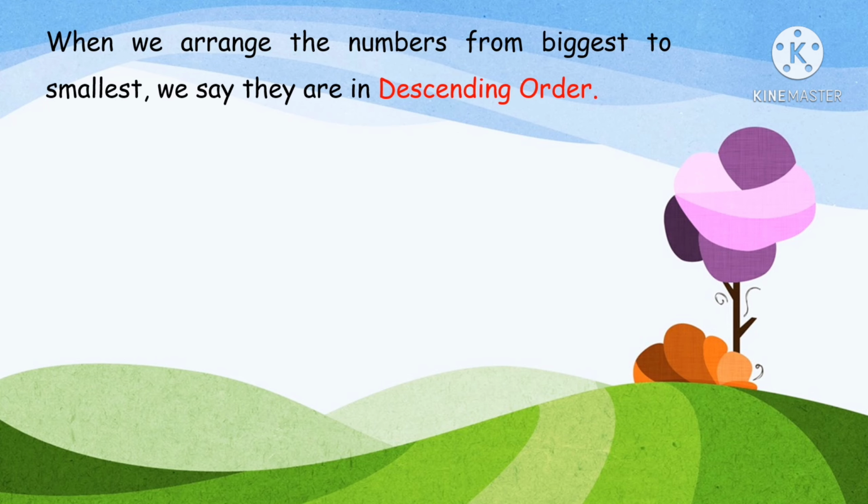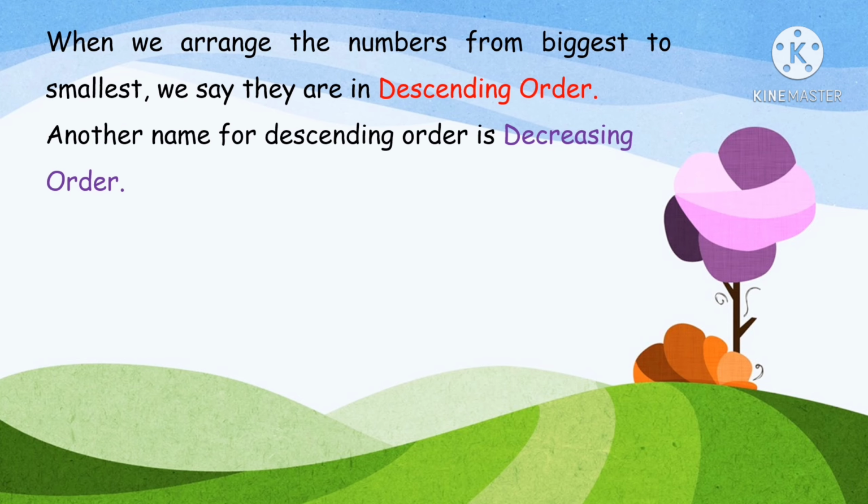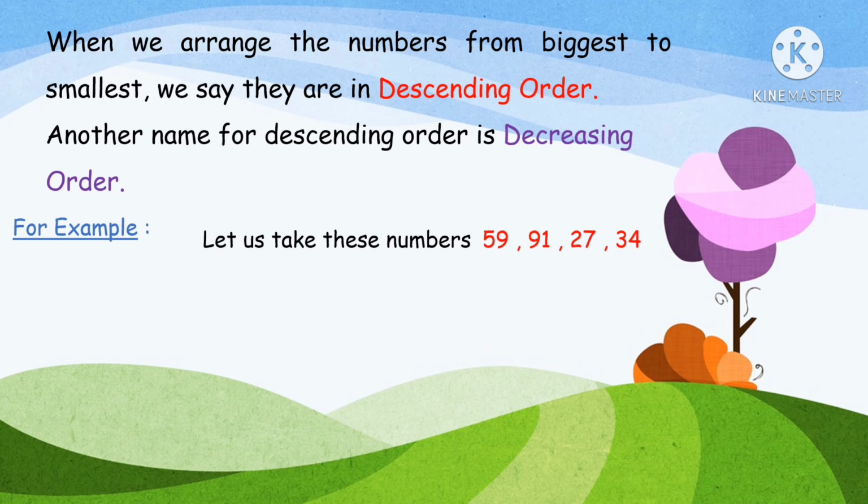When we arrange the numbers from biggest to smallest, we say they are in descending order. Another name for descending order is decreasing order. For example, let us take these numbers 59, 91, 27 and 34. Since descending order means from biggest to smallest, first of all we will identify the biggest and the smallest number. Among these four numbers, the biggest one is 91 and the smallest one is 27.